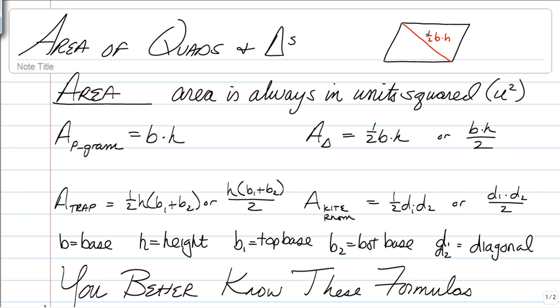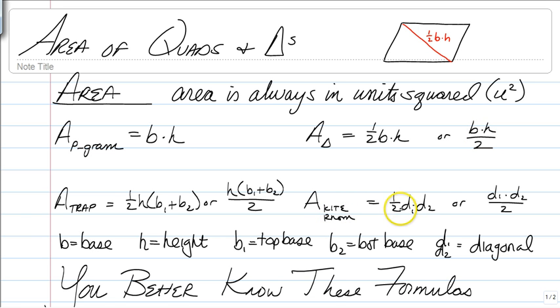Okay? Now, there's other formulas that you're going to have to know for different types of parallelograms and quadrilaterals. So a trapezoid, we know, is not a parallelogram, so you cannot use base times height. So you can use 1/2 the height times the sum of the bases, or the height times the sum of the bases divided by 2. Either or, it's the same thing. Just like multiplying by 1/2 is the same as dividing by 2 in a triangle.